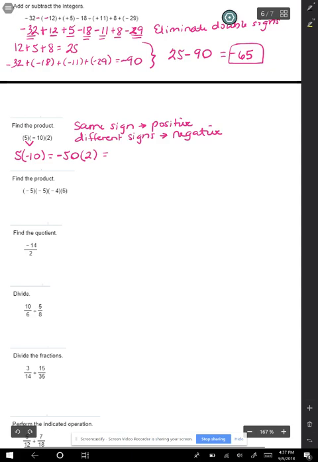And then negative 50 times 2. So 50 times 2 is 100. Signs are still different, so it is negative. So negative 100.